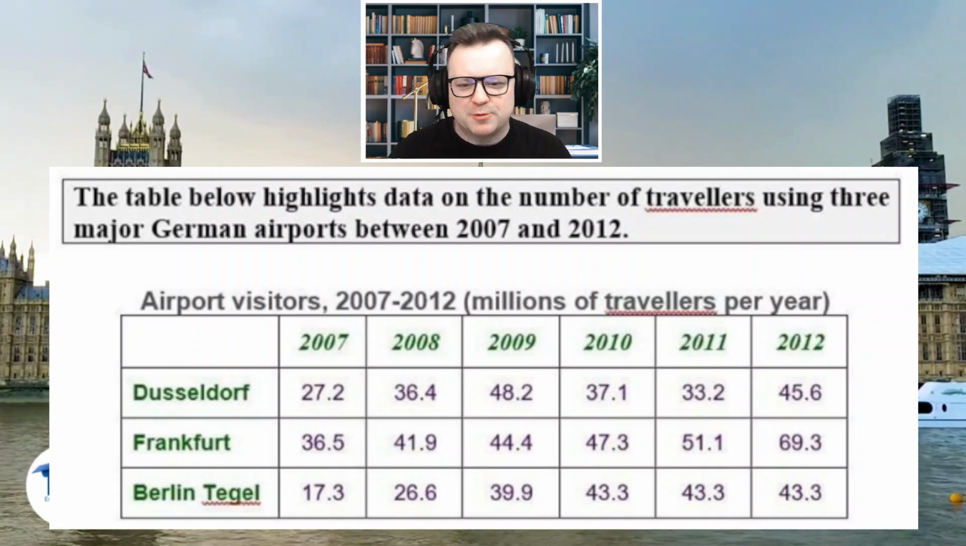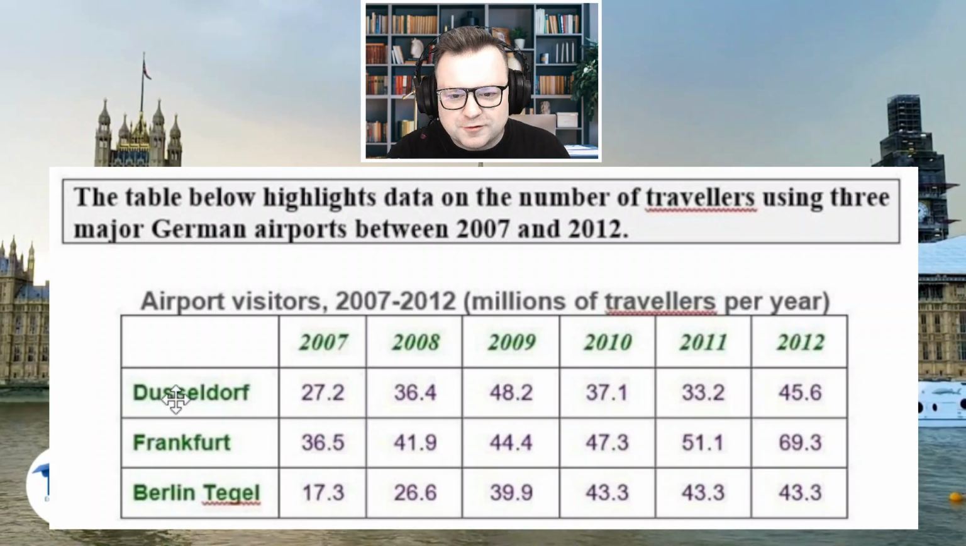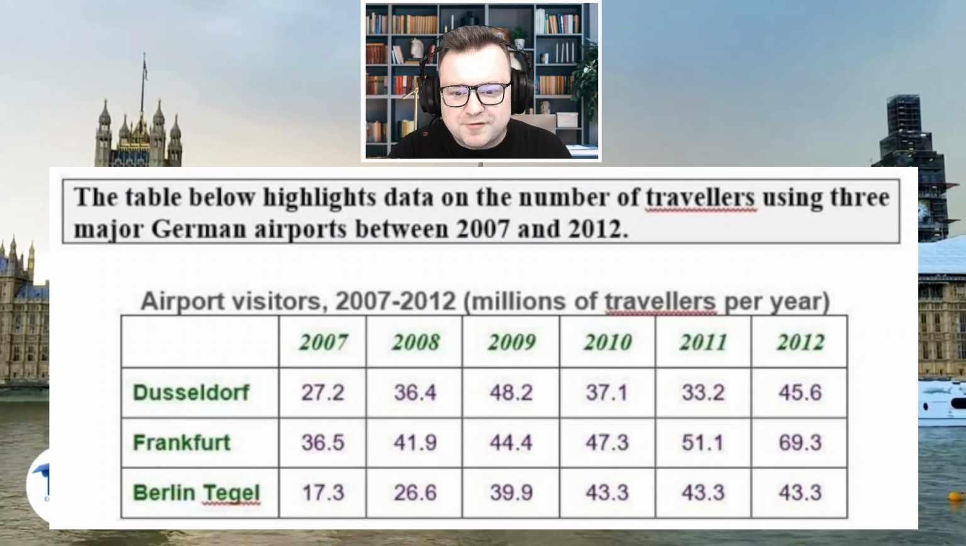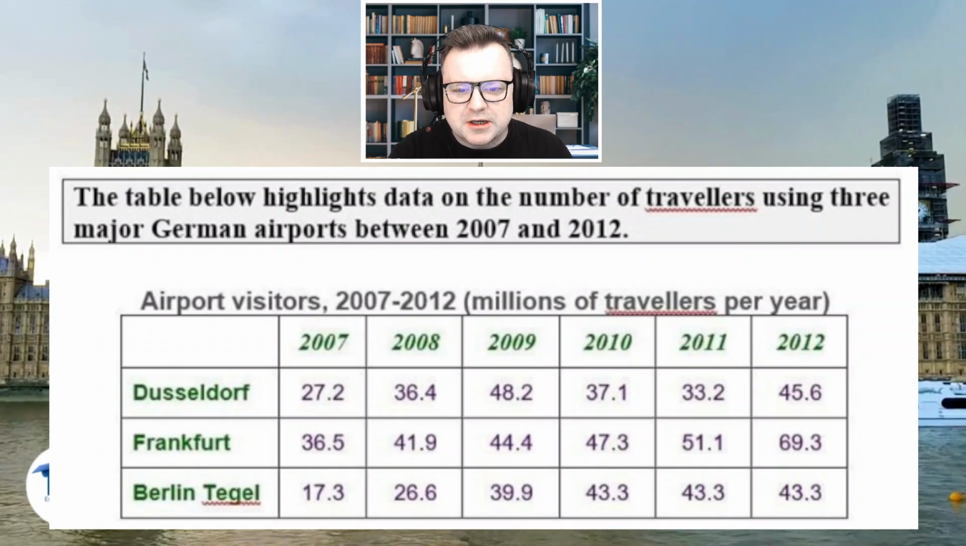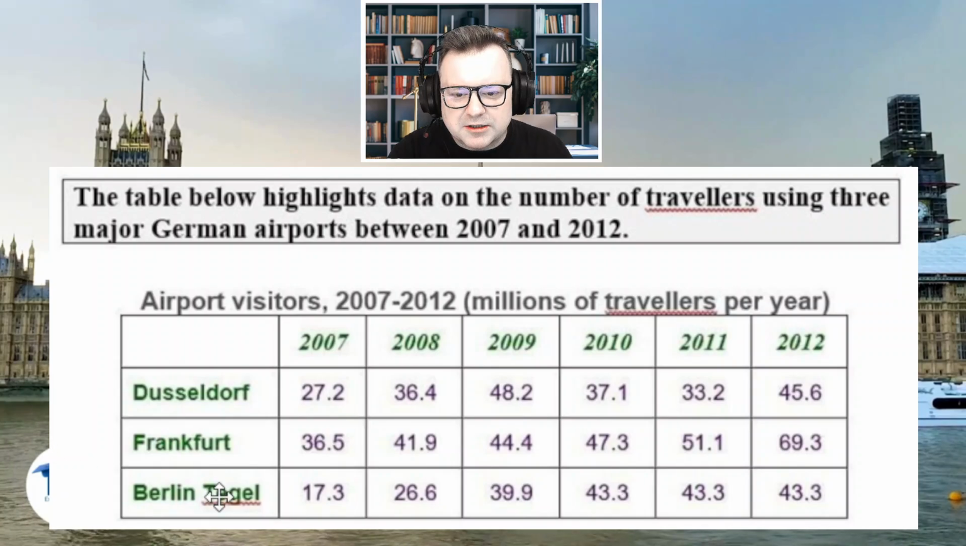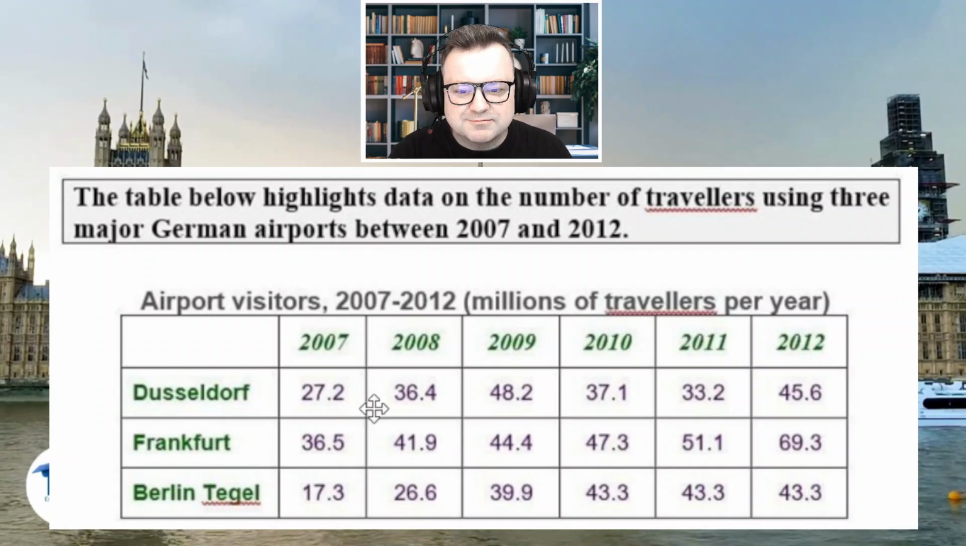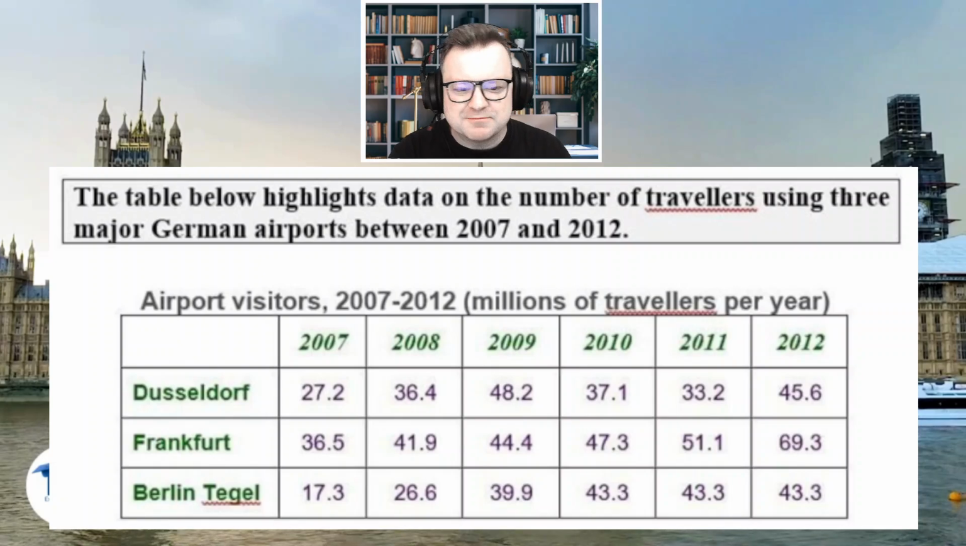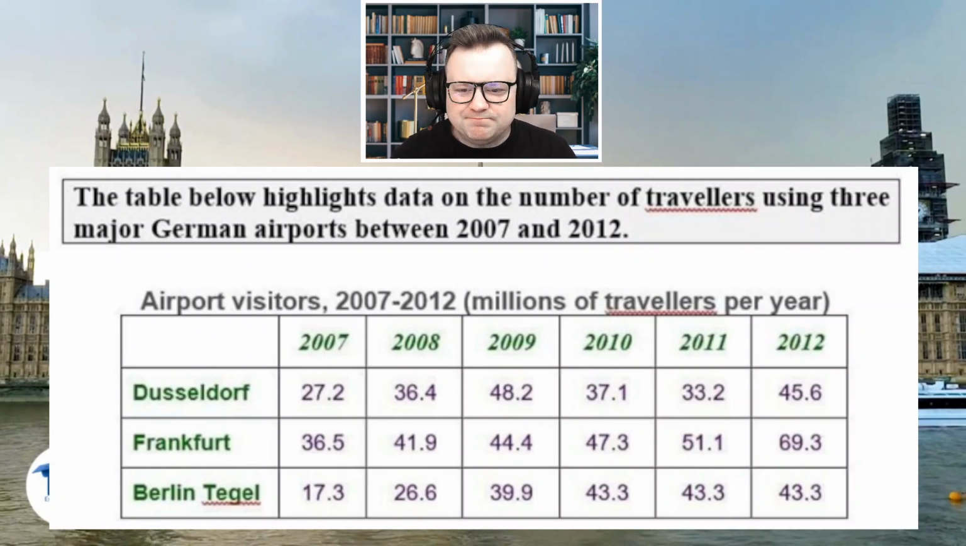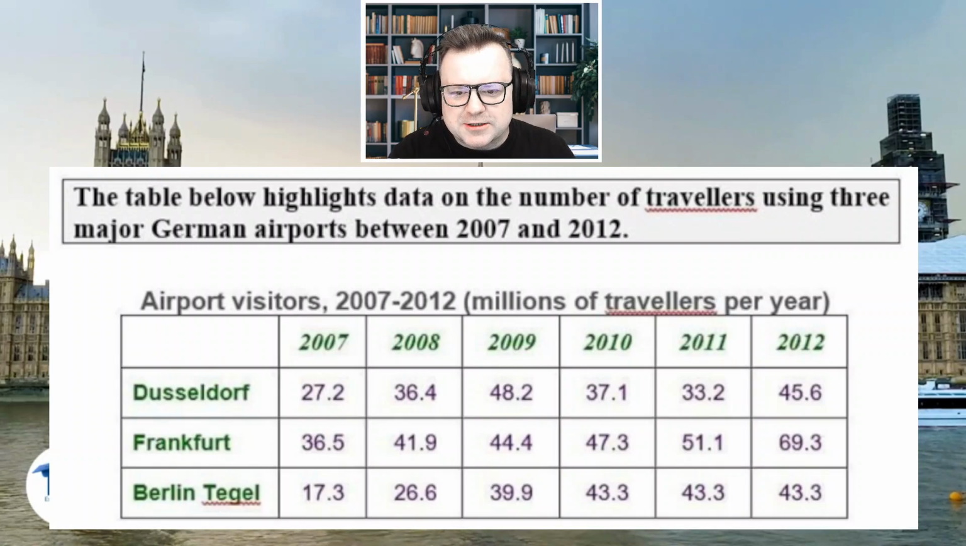Dusseldorf, I don't speak German at all, sorry about that. Dusseldorf, Frankfurt, and Berlin. Unfortunately, I can't highlight this information because it's in a picture. Maybe I'll just put my mouse there so you can see. I don't know if it's visible. Dusseldorf, Frankfurt, Berlin. Okay.